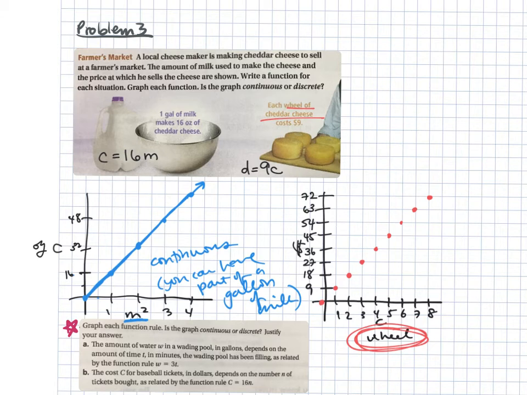And so in that case, you can't have 1/2 and get a value, or like 3.5, right? That's why you can only have whole number wheels of cheese. So that's why there's a dot at every whole number. And that's why this is discrete. And it's because you cannot have part of a wheel. Can't have part of a wheel of cheese, okay?